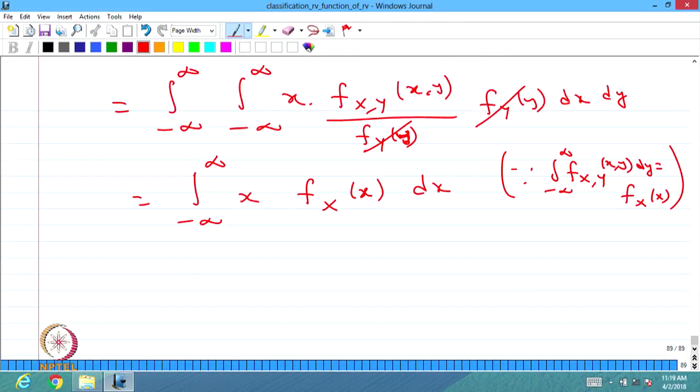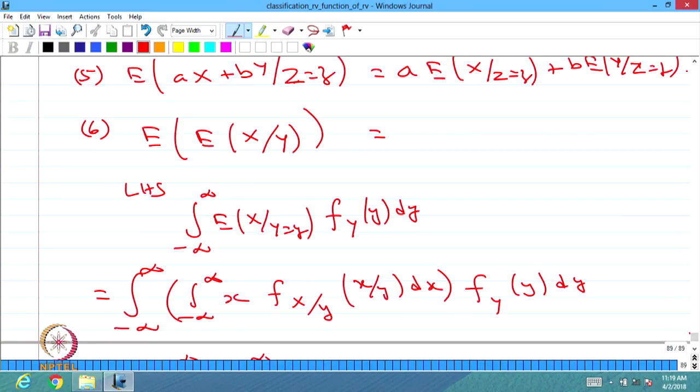So this is nothing but the expectation of x, provided it exists. That means the expectation of x given y is nothing but the expectation of x. This is a very important result.